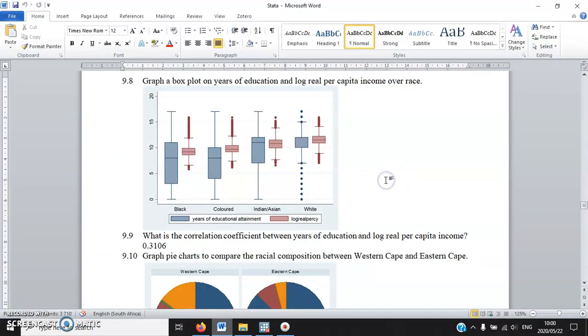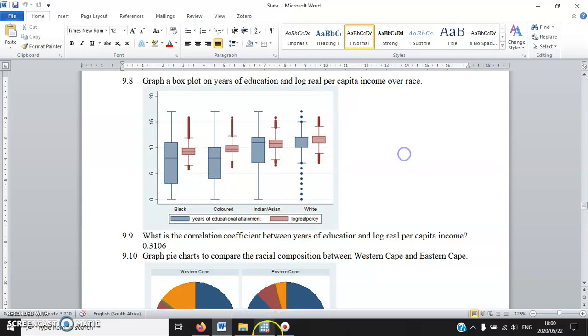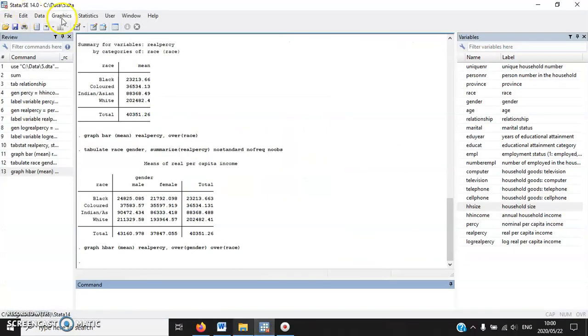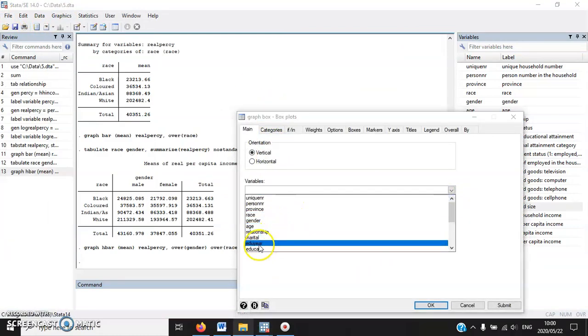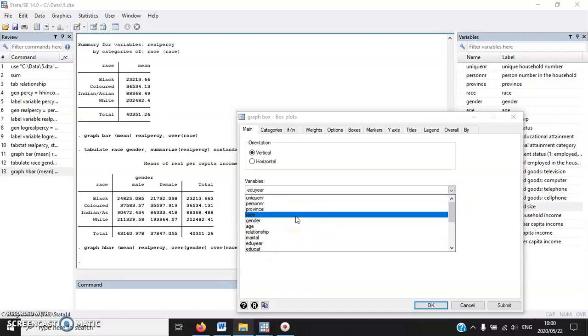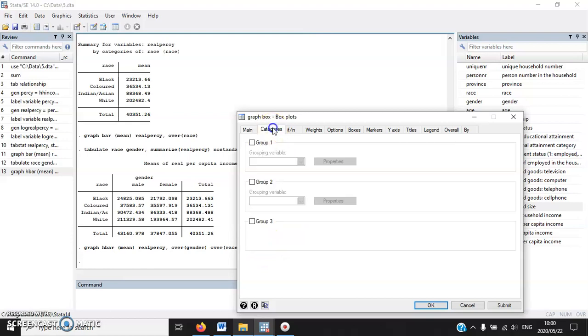Okay, box plot on years of education and log real per capita income over race. Just a reminder for the box plot, you can include more than one variable. So in this case, there are two variables. So graphics, box plot, two variables, years of education, not the educate, but the years of education, and then log real per capita income over race.